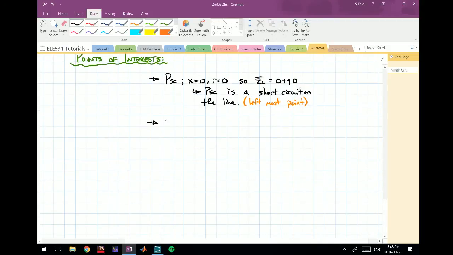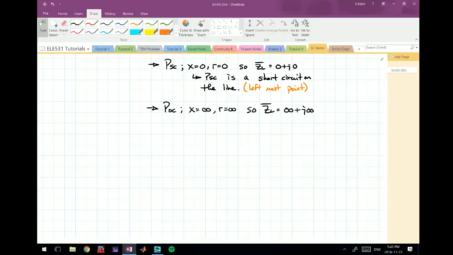If we have PSC, one would assume that we also have a POC. At this point, x equals infinity and r equals infinity. So ZL equals, surprise, surprise, infinity plus infinity. Now, POC is also considered a short. Sometimes they call it an open circuit, but when you're talking about the Smith chart, they just call both of them short circuit points, I believe for some historical reason. In any case, we call POC and PSC short circuits. The thing about POC though is it's on the other side. POC is the rightmost point.